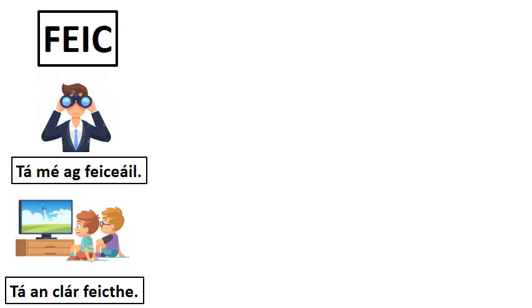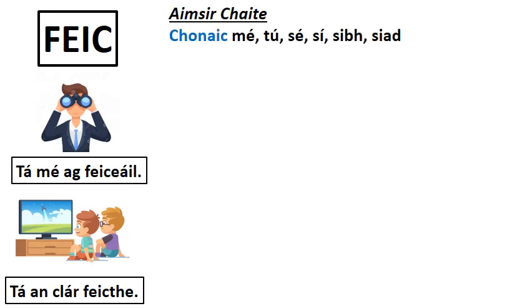So, what would we be expecting here in our past tense? Well, it's an F, so I would put a H on it. But I know that when I put a H on an F, it sounds like a vowel, so I have to do a d' apostrophe as well. So I'd be expecting to see d'fheic. And what do I see? Something completely different. And that's how we know that this one is irregular. So I have chonaic mé, tú, sé, sí, sibh, siad.